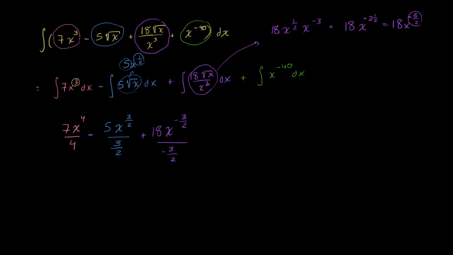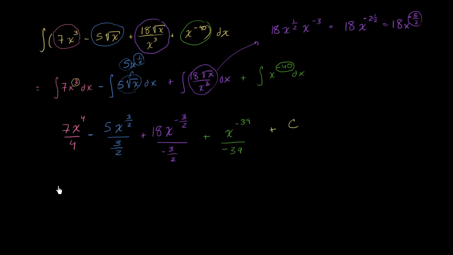And then finally, the exponent in this term right over here is negative 40. If we increment it, we get x to the negative 39 power, all of that over negative 39. And now we can add our constant. And all we need to do is simplify all of this craziness.